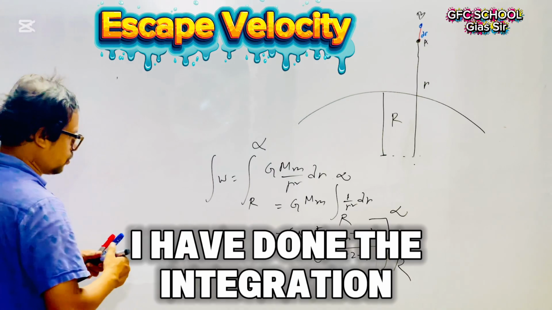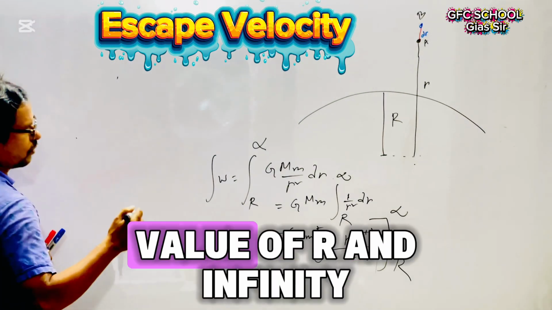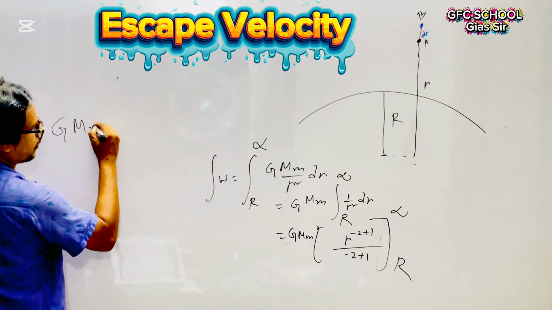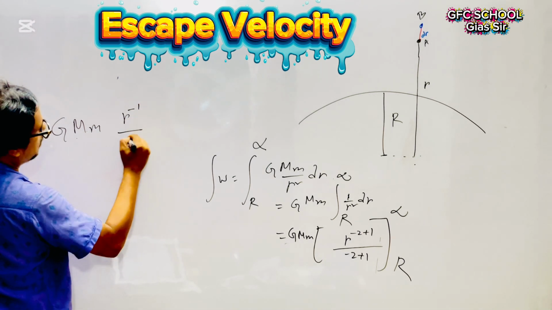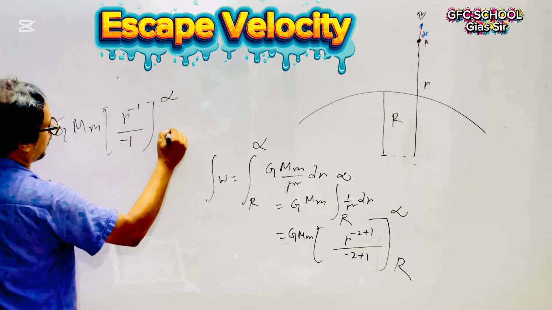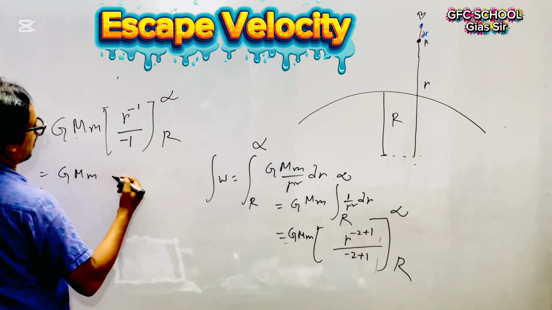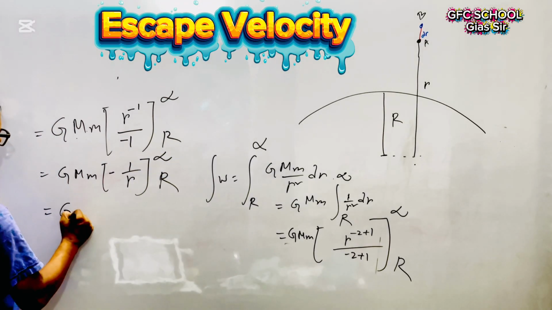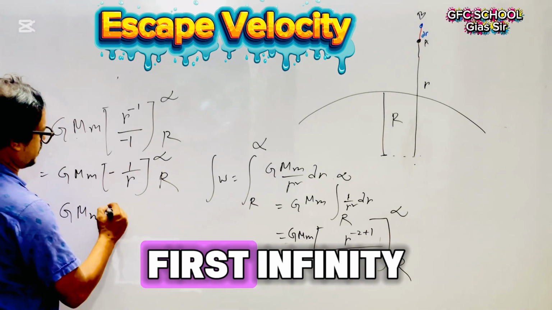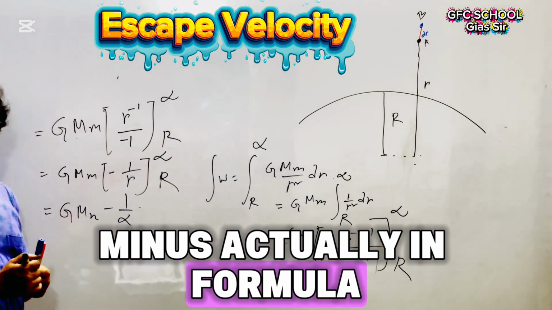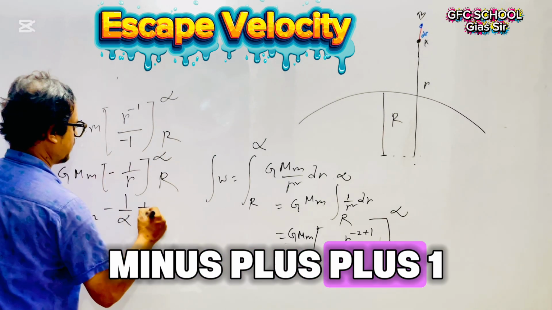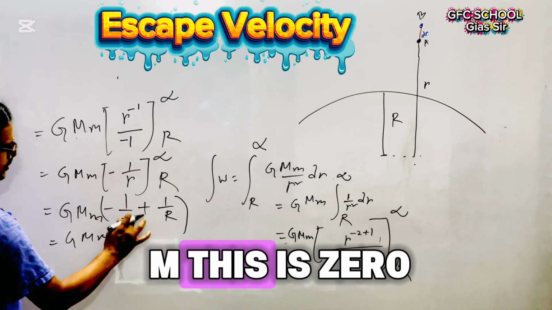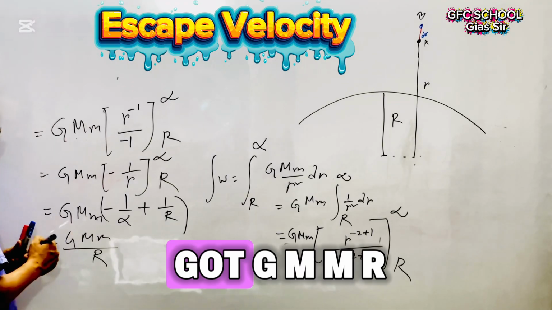Now I have done the integration. Now I'll put the values of r and infinity. GMm times minus 1 upon r, from R to infinity. Now we put infinity first, and in the formula we know the minus sign, so it becomes plus 1 upon r. That means 1 upon infinity is 0, and finally we got GMm upon R.